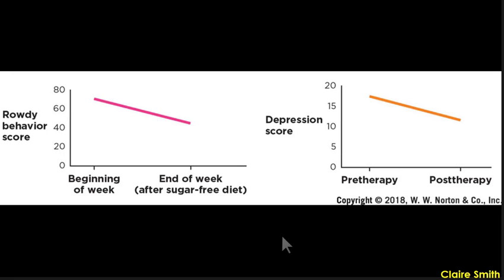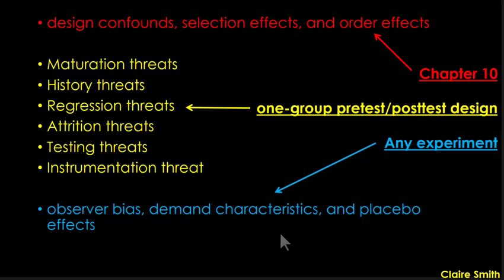So, bad design setup. So we're going to talk about different threats to internal validity, which in the last chapter we talked about 3 already: design confounds, selection effects, and order effects. If you don't remember those, you need to go back and review already. It was just 1 chapter ago, so hopefully you remember those terms. We're going to talk about some more threats to internal validity, though.